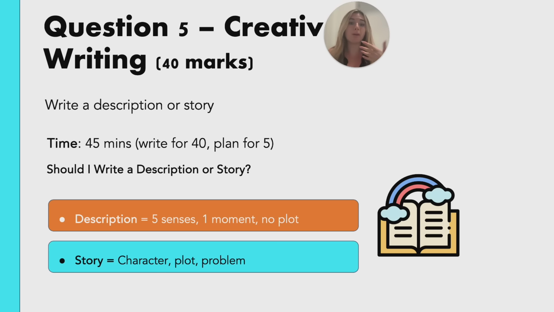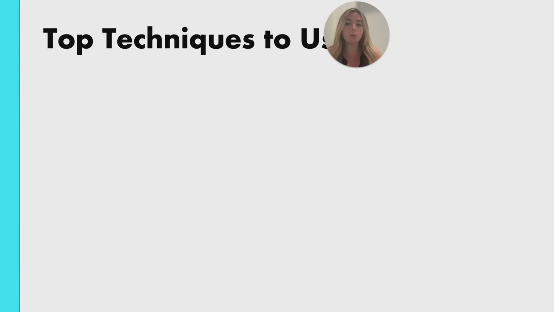what's going on in the plot and they'll forget to describe, because you've still got to do a bit of description in the story, whereas in a description you just do a description. That's why it's slightly easier. But again, you can absolutely choose a story, get full marks. You can get full marks in a description. It doesn't matter. It's completely your preference.